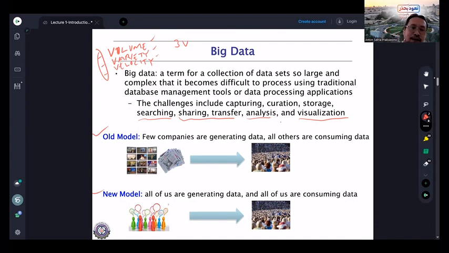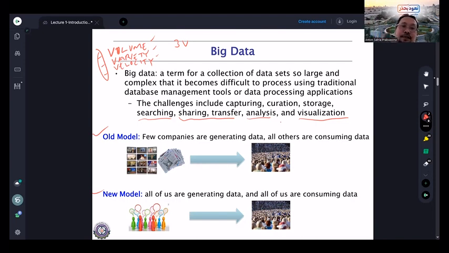But in the current situation, with high speed internet connection and artificial intelligence, all of us are generating the data. In the old model, only a few companies, only the publisher, the broadcaster, the radio, the TV station, generated the data. But right now all people are generating data, and all of us are consuming data. That is the difference between the old model and the new model: in the old model only a few companies generate the data and others consume it, but in the new model all of us are generating and consuming the data.